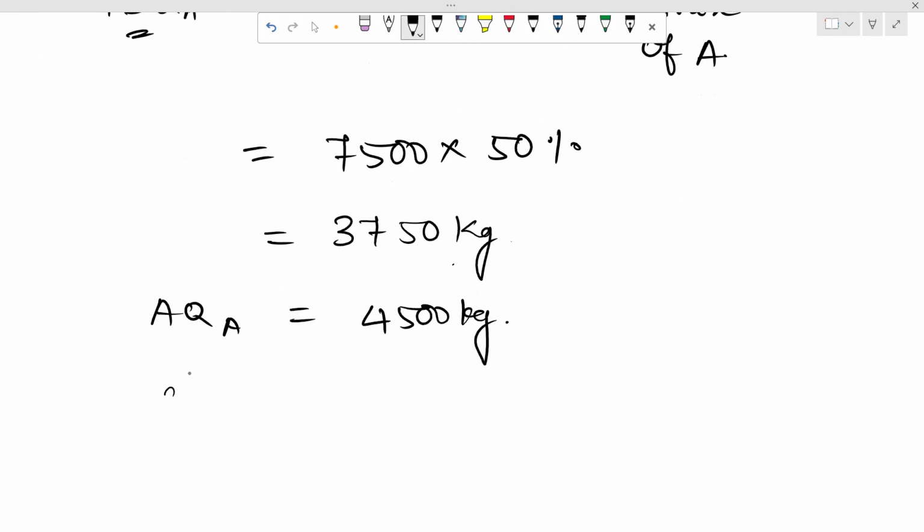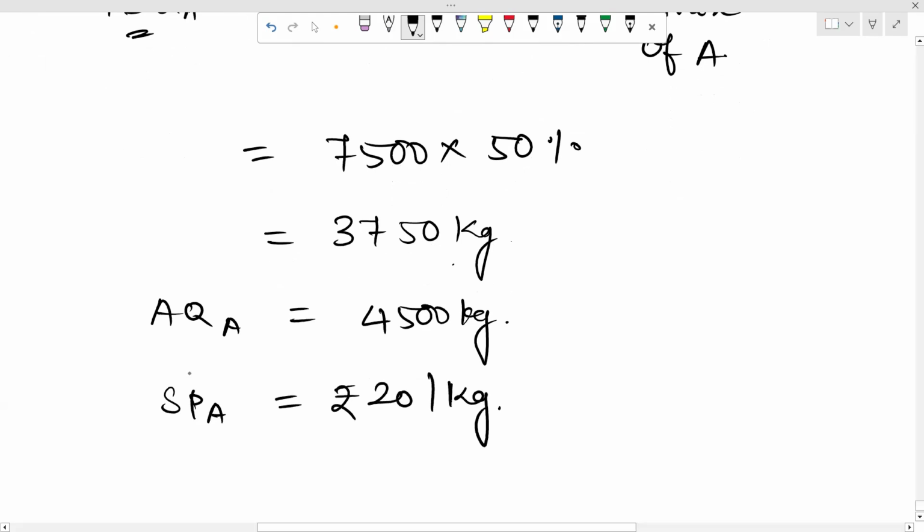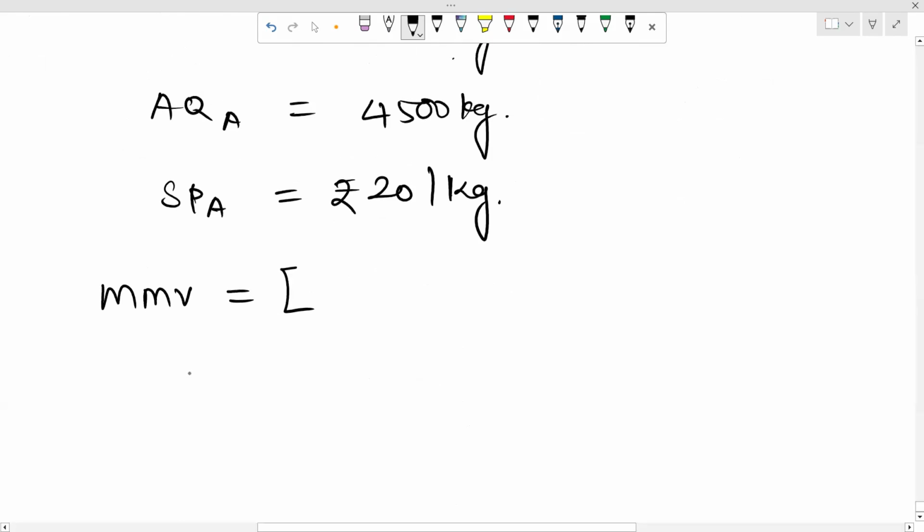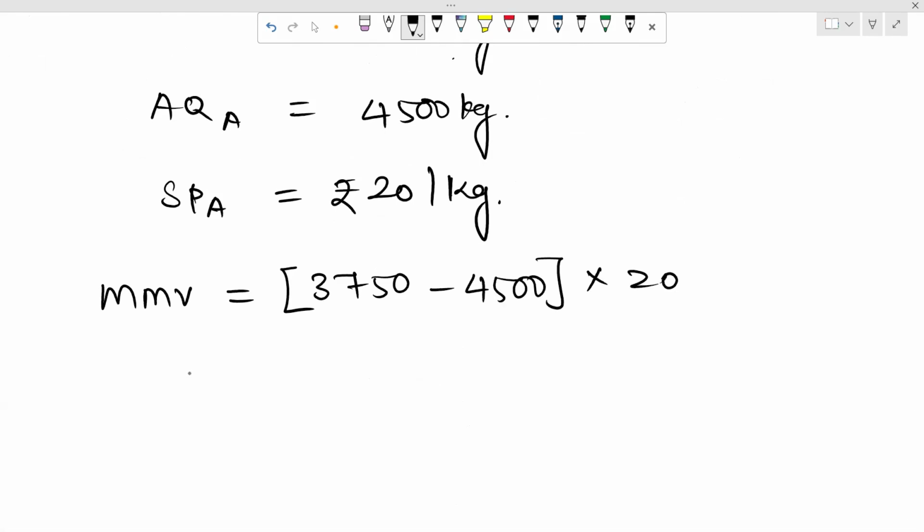The standard price of raw material A is directly given in the question, which is rupees 20 per kg. So now we have all the relevant figures. So just apply the numbers in the formula. Material mix variance is equal to revised standard quantity, 3,750, minus 4,500, into standard price, 20. So we get 3,750 minus 4,500 into 20. We get negative 15,000. So we can write it as 15,000 rupees adverse.